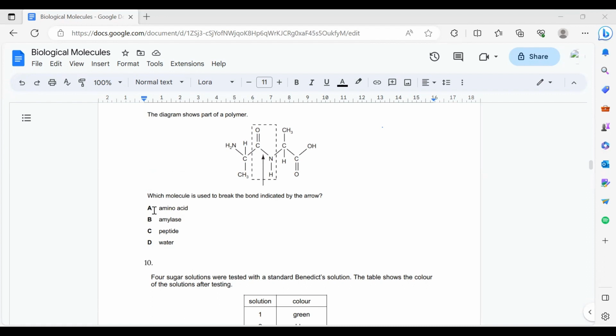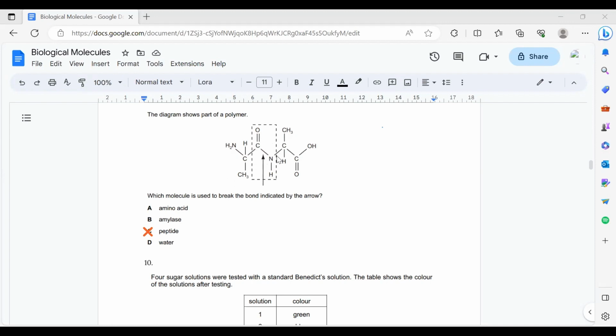Because the arrow is pointing to a bond between carbon and nitrogen, you might think that they are asking what kind of bond it is. And because peptide is the answer, many students get confused and choose peptide because most of them don't read the question when they are answering MCQs, and that's a very big problem. You have to read through the question properly, because just because it is pointing to the peptide bond does not mean that the answer the question requires is peptide. Because the question is asking which molecule is used to break the bond indicated, the answer cannot be peptide because peptide is the bond that is indicated in here.